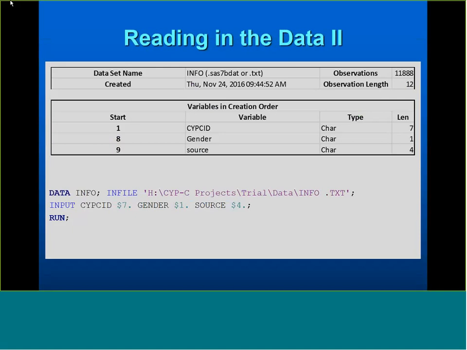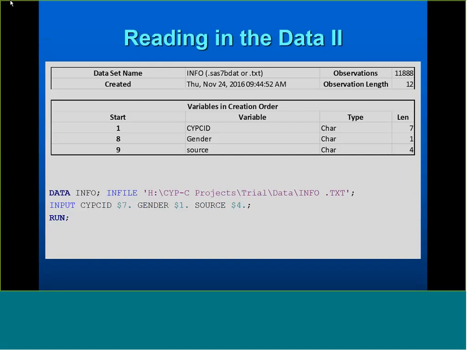So thinking about reading in the data again, one of the files that comes with the data request that you get from CYPC is an Excel file that has the proc contents of all the various pieces that you looked for. And the proc contents is what's at the top of this slide here. And so it tells me that I have an info data set, and I have it both in a SAS 7BDAT file or a text file, so I have it in both formats. It tells me that there's 1,188 observations in the file and that it has a length of 12. The 12 just tells me that there's 12 characters of data stored for every line in the data set. And then down below it tells me the variables that are stored and where they're stored.